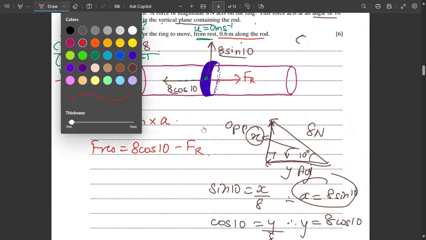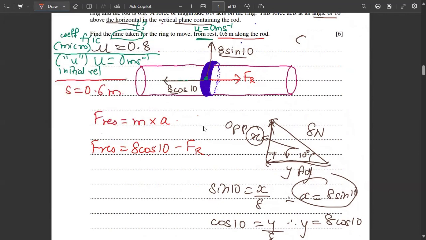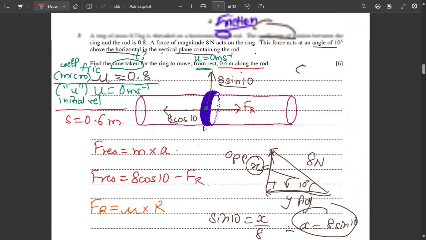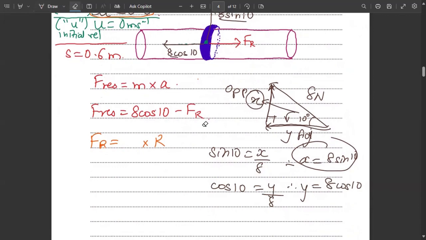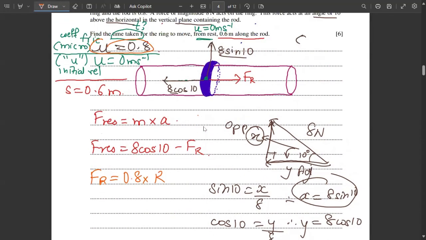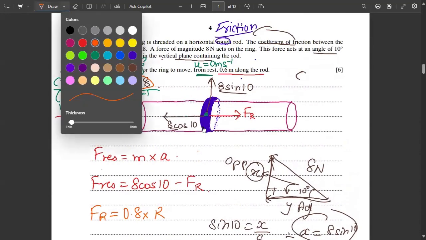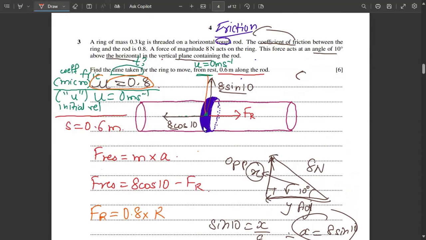Now what will be the frictional force? Fr, as we know, is coefficient of friction into R. We know the coefficient of friction is 0.8, so instead of coefficient of friction, we can write 0.8. Now what is this R? This R is nothing but the upward force here. This force is R. And how will this act?